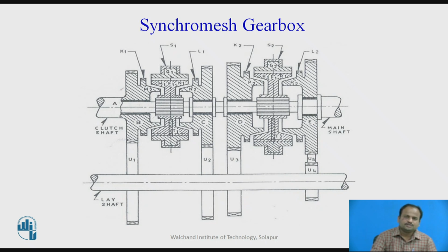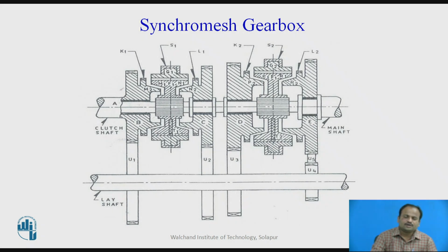Here, this synchromesh gearbox operates with the principle of friction. Here, the clutch engagement occurs with the help of two synchronizers which are fitted in between the four gears. So, the clutch gear is engaged with the lay shaft gear. All the lay shaft gears are rigidly fixed with the lay shaft, and on the main shaft all the gears are fitted with the help of bearings.